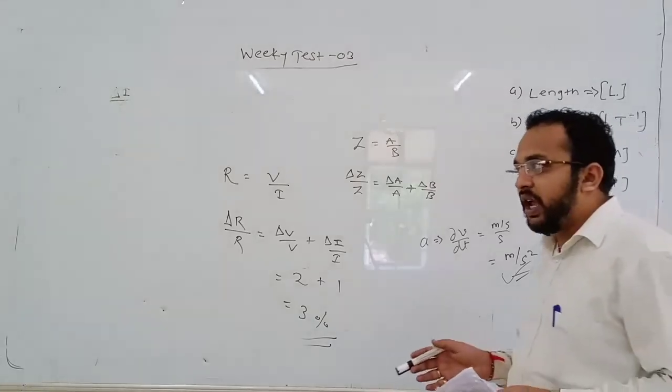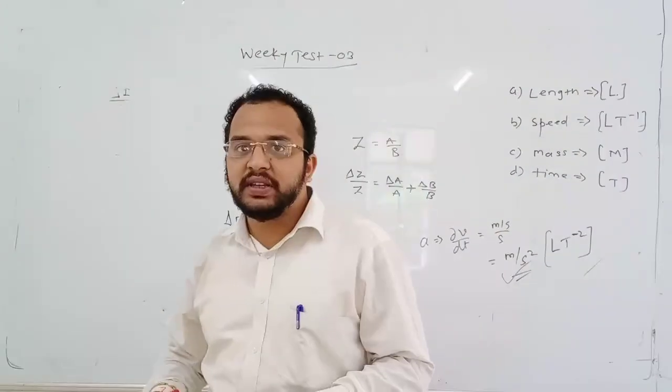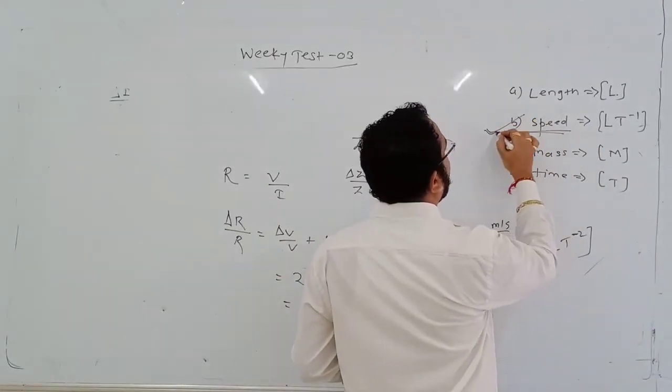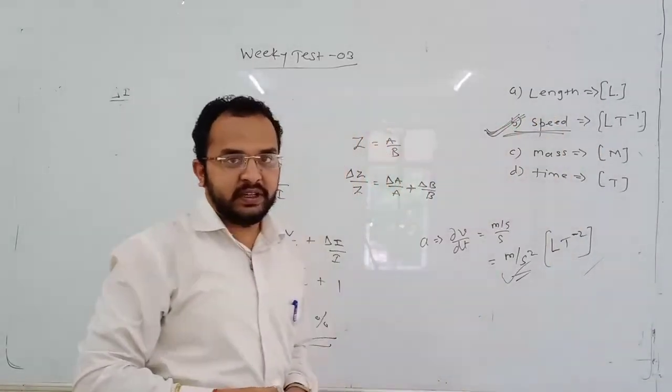So the quantities which are dependent on two or more quantities are called derived quantities. So speed is a derived quantity which is not fundamental. So your answer will be speed.